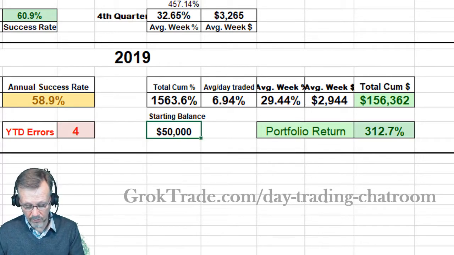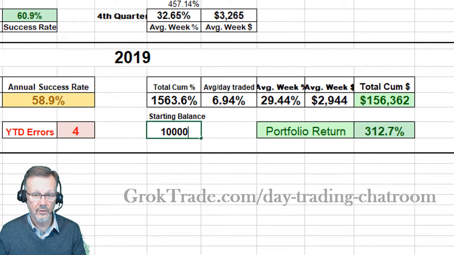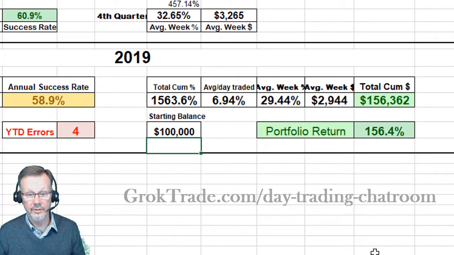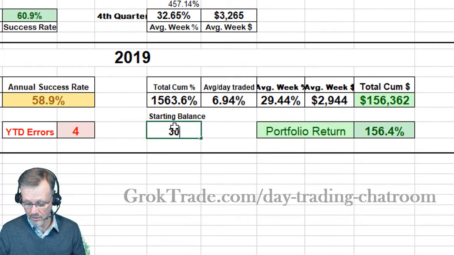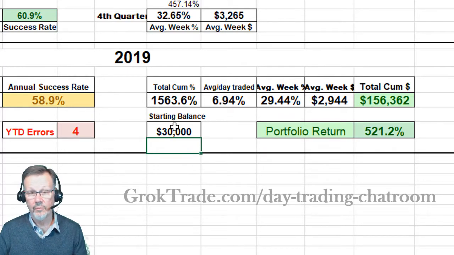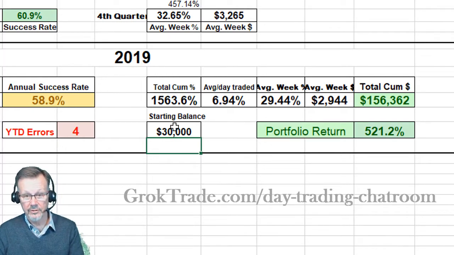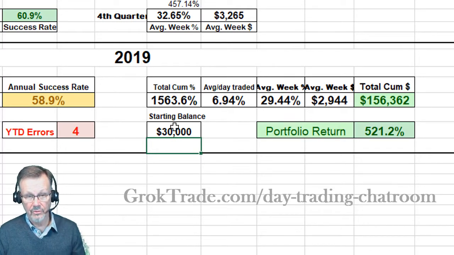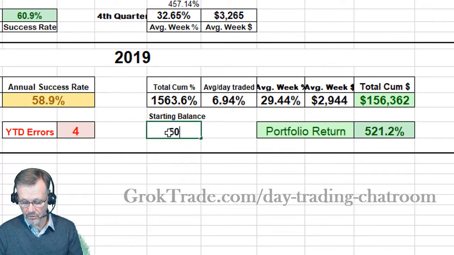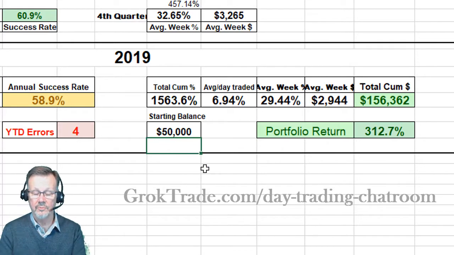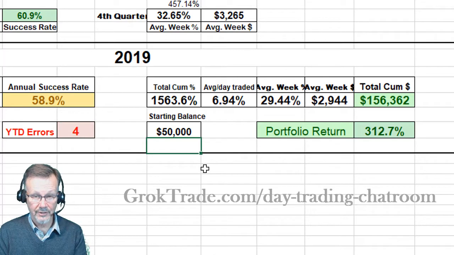Well, what if you started with a $100,000 account? Then that would be 156%, which would not be a bad return for a year, right? But if you started with a $30,000 account, then you're talking 500%. So again, it all depends on what your opening balance was. The definition from the beginning was that portfolio return is the income that you had for the year divided by your opening balance. So that would change for everybody. I'm just calling it 50,000 here, because you have to have at least 25,000 to day trade. That would be 312, and that's where I got that.